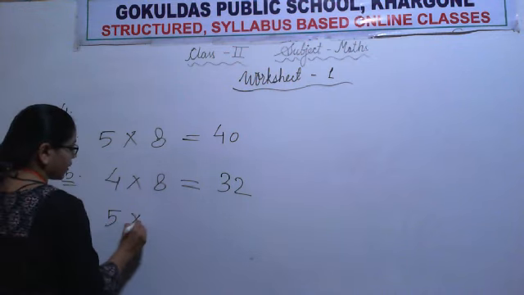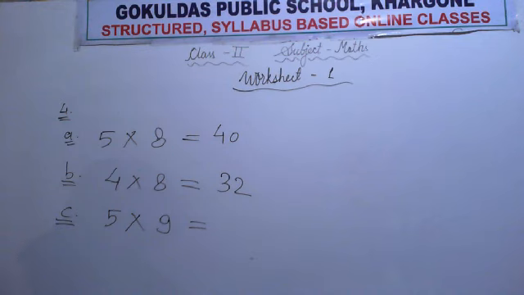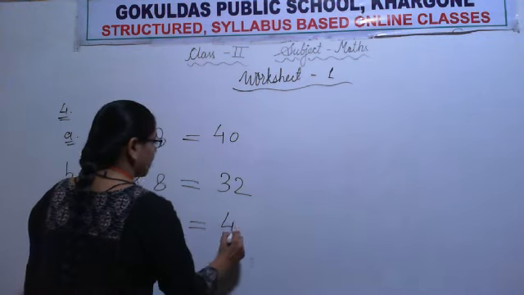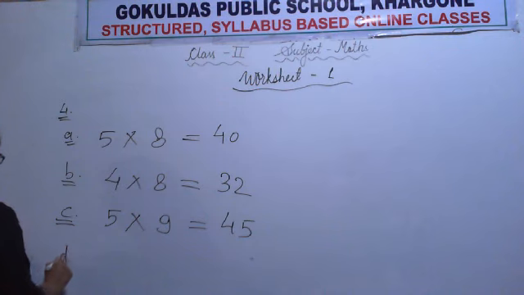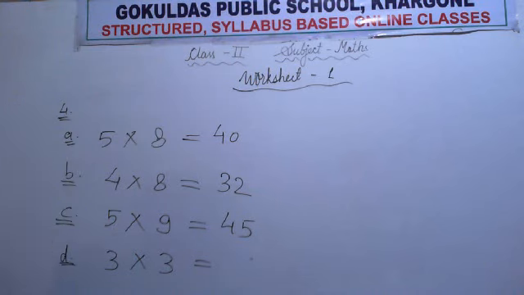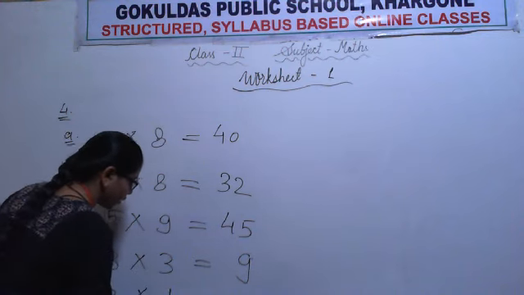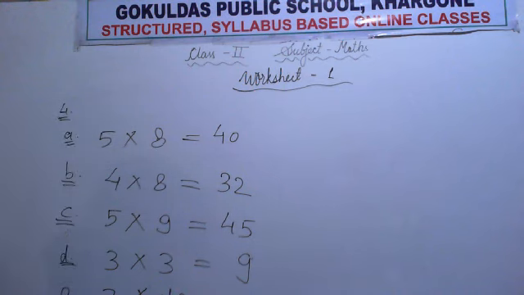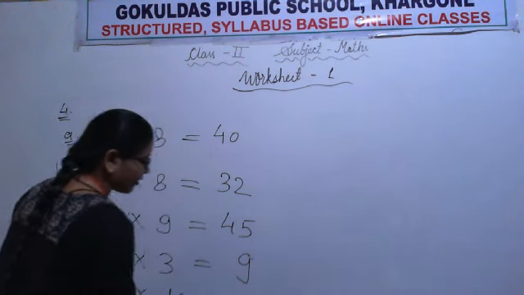So 5 into 9. So 5 9s are, recite table of 5, 45. 5 9s are 45. The next one is 3 into 3. So 3 3s are, very good, 9. And the last of the same question, 2 into 10. So 2 10s are 20. So we will write 20.